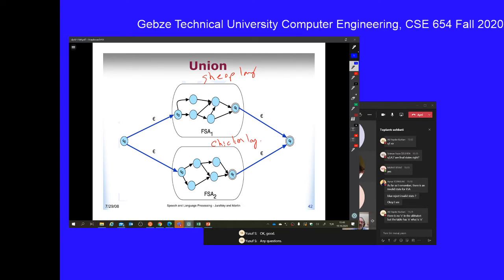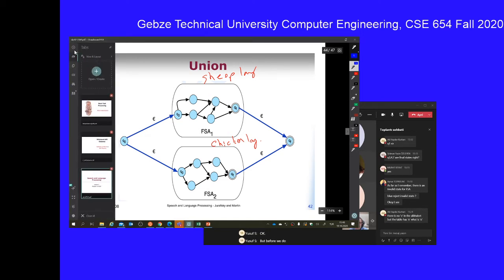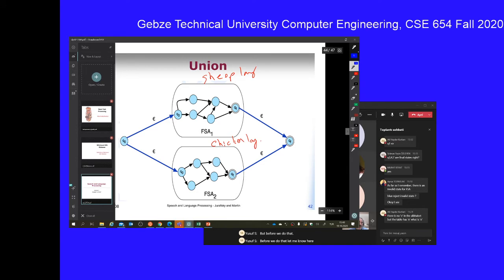Now we have this finite state automata thing going on. Let's go to our regular languages like English and Turkish. Let's look at them. But before we do that, let me give you a few definitions.